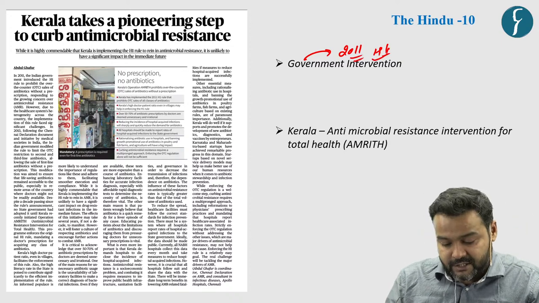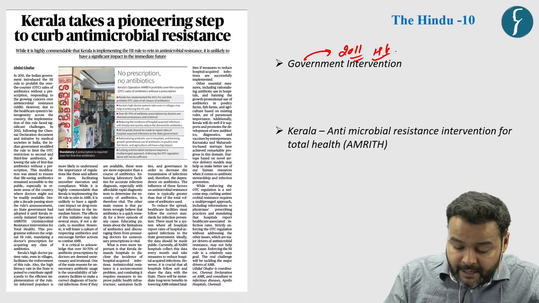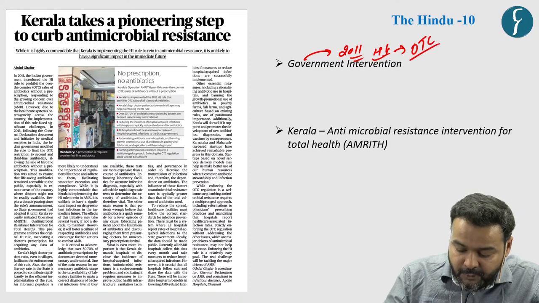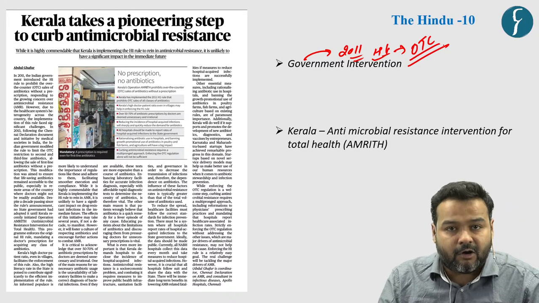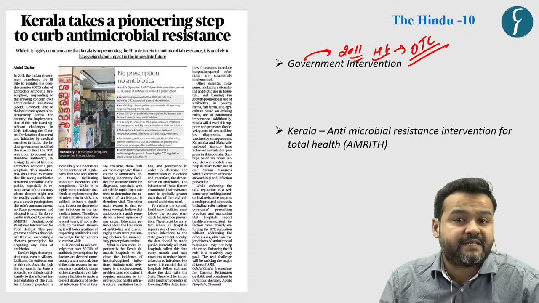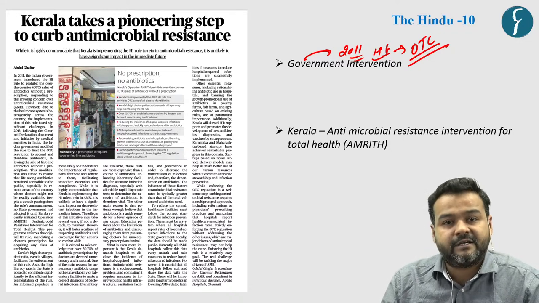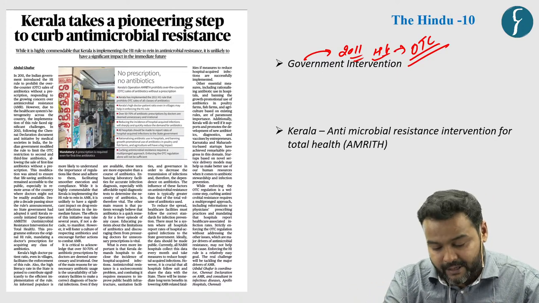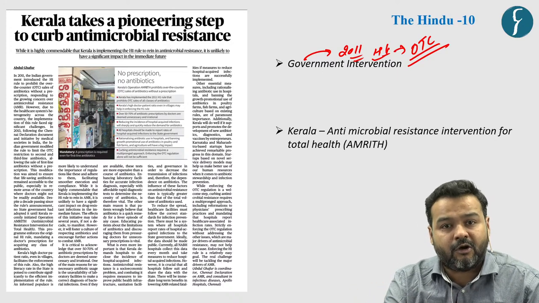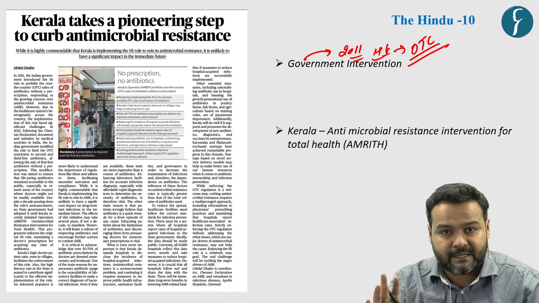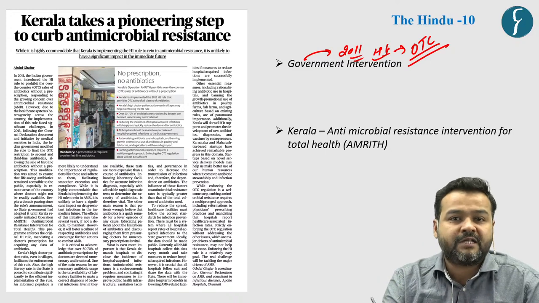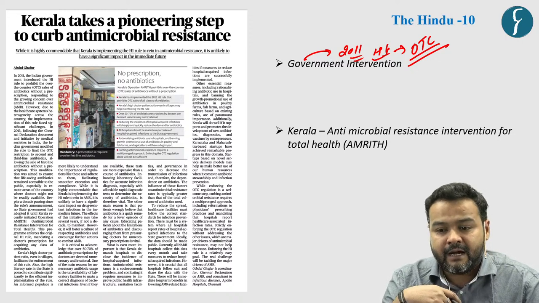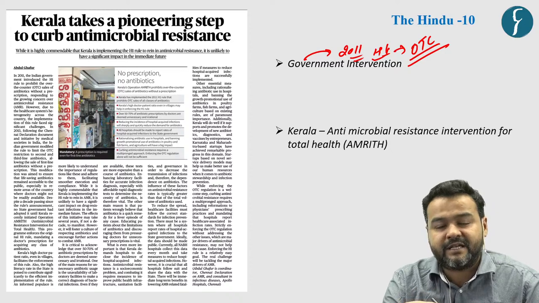Through these regulations, what the government of India did was completely ban the over-the-counter, that is OTC, sale of antibiotics without prescription. Whether it is a first-line, second-line, or third-line antibiotic, it prohibited the sale of all kinds of antibiotics without prescription.